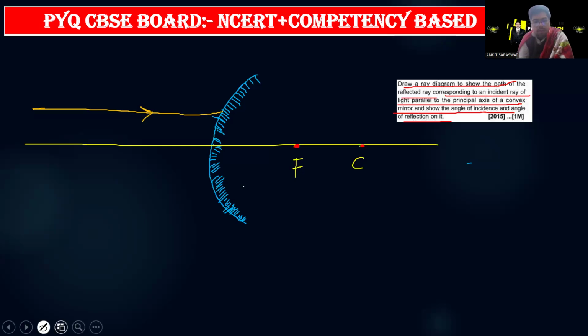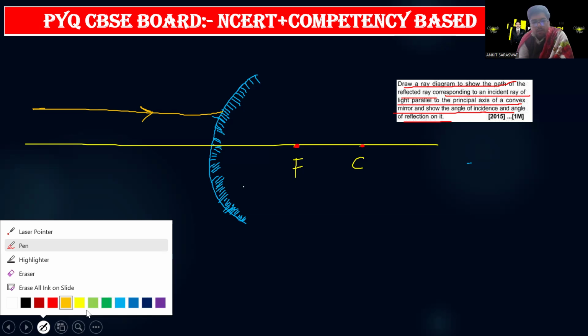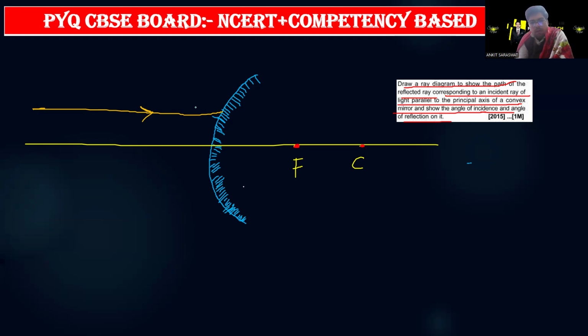You should draw with a scale, okay? Might be like I've drawn not up to the mark. From the center of curvature, if you draw any line to the reflecting surface or mirror, that is perpendicular, that is the normal. Okay, clear? So this is the normal. This is the angle of incidence.